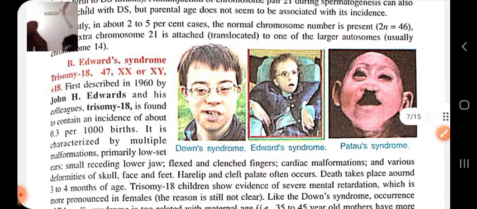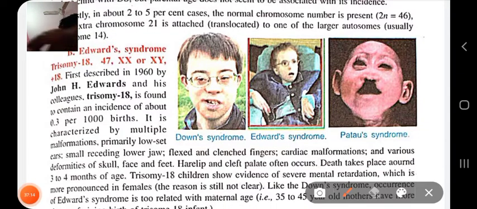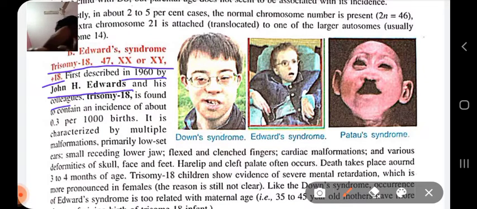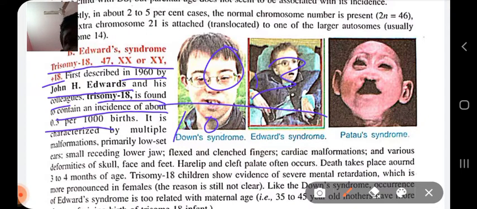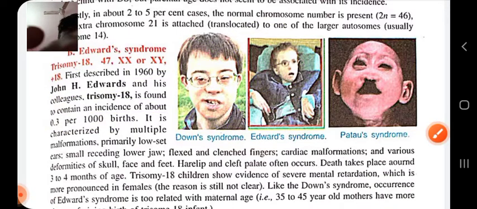The next syndrome that I am going to study is Edwards syndrome. Edwards syndrome is also known as trisomy 18, 47,XX or XY. It was first described in 1960 by John H. Edwards and his colleagues. Trisomy 18 has an incidence of 0.3 per thousand births. So it is rarer: out of 1,000 births, 0.3 people will suffer from Edwards syndrome.